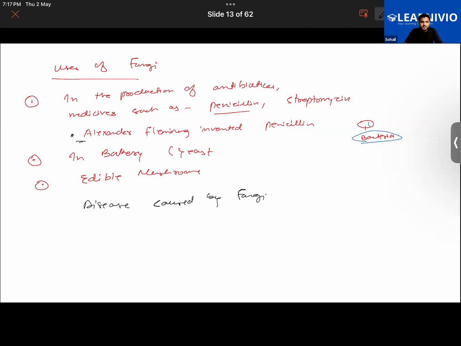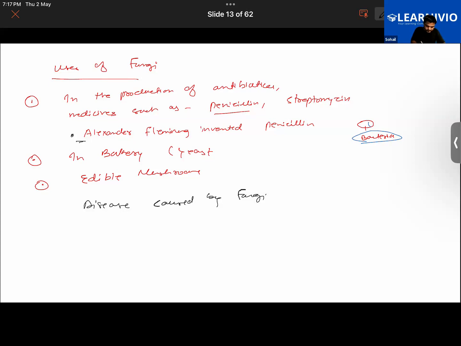Gauri. Athlete's foot. Athlete's foot is there, and this one more. Ringworm is there. Tuberculosis is not caused by fungi. It's a bacterial disease. So you meant fungi? Yeah, I meant fungi. Right now we're discussing fungi.